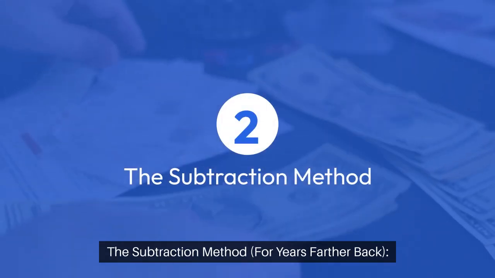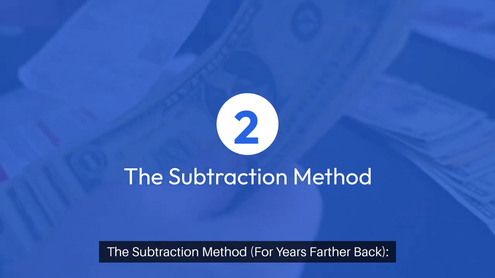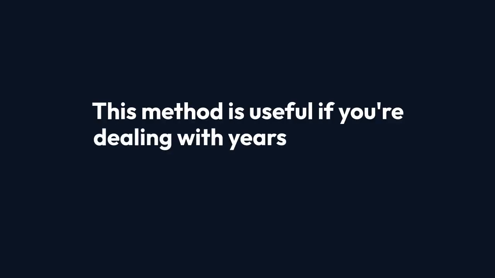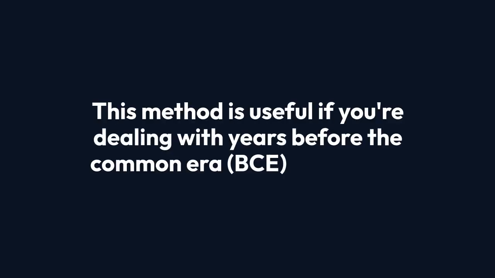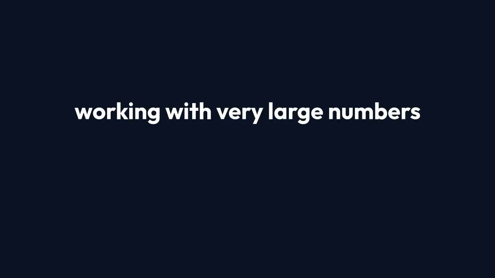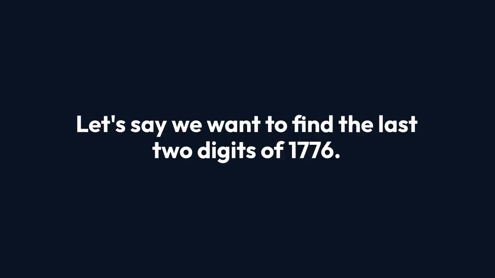2. The subtraction method, for years farther back. This method is useful if you're dealing with years before the Common Era, BCE, or if you're working with very large numbers and want to check your work. Let's say we want to find the last 2 digits of 1776.